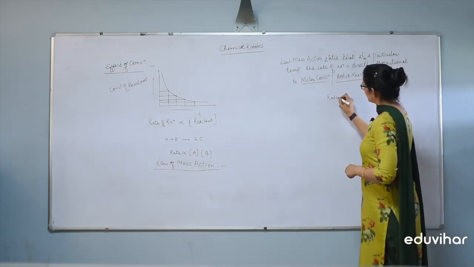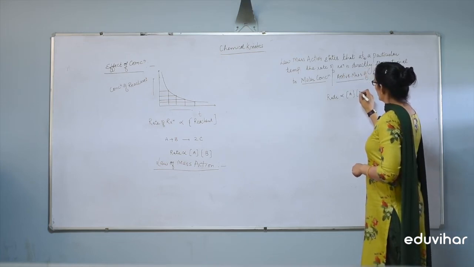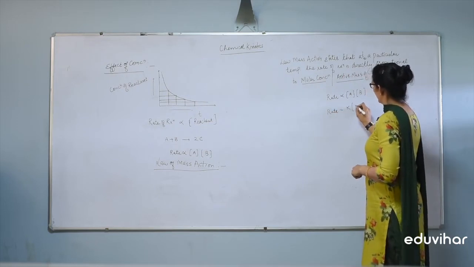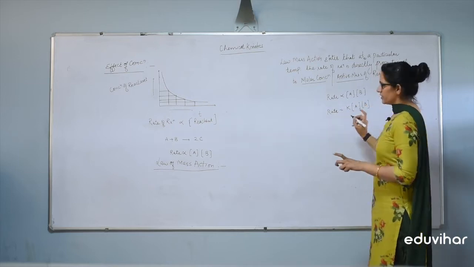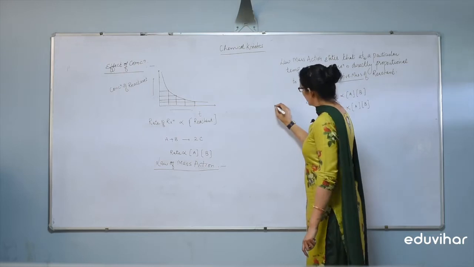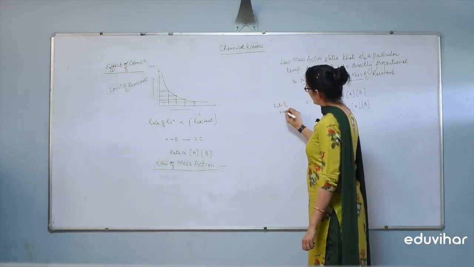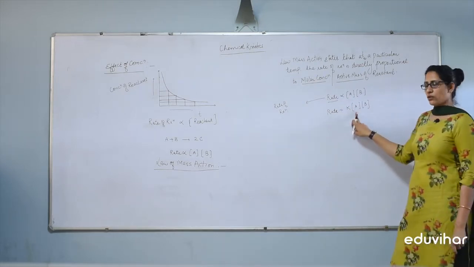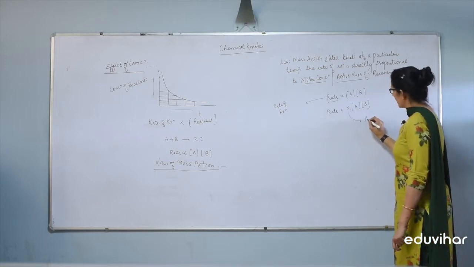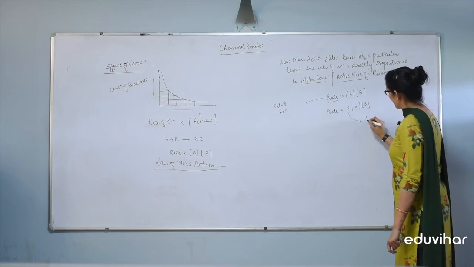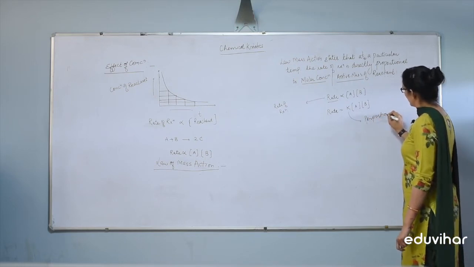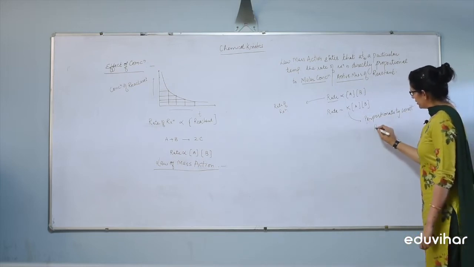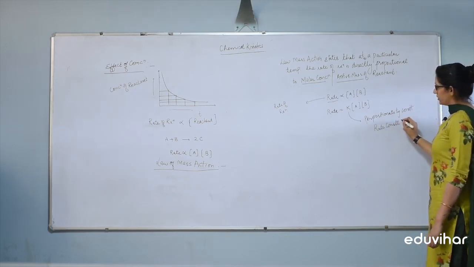So rate is proportional to [A] into [B]. Rate is equal to K [A] [B]. Please notice this, this rate is rate of reaction. Rate is equal to K into the concentration of A into concentration of B. K is known as proportionality constant, and it is also known as rate constant.